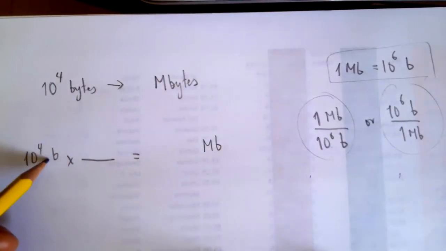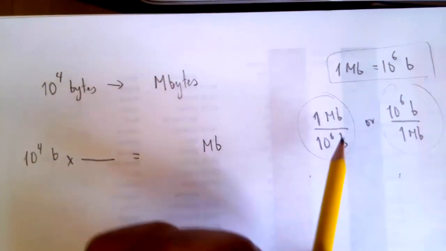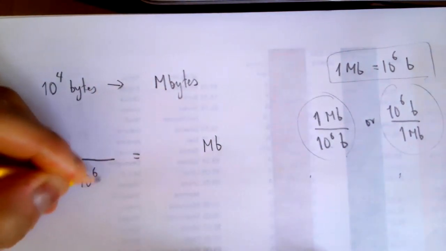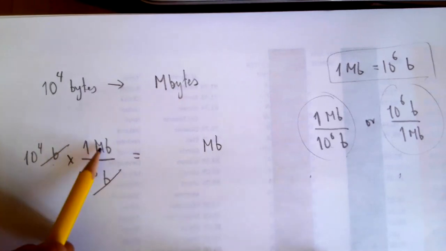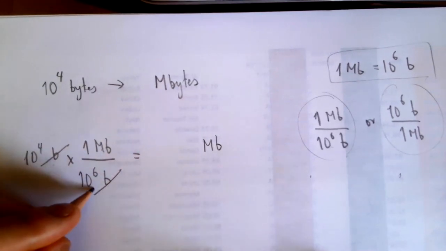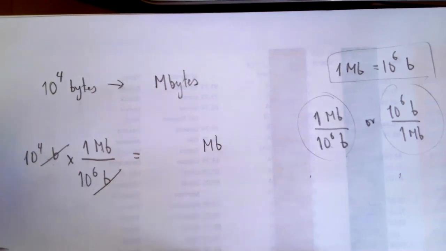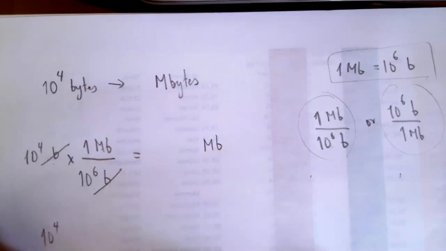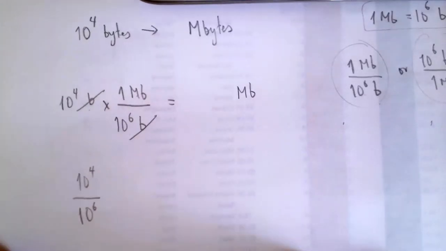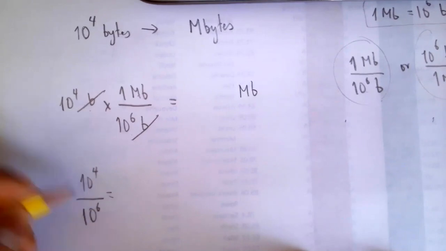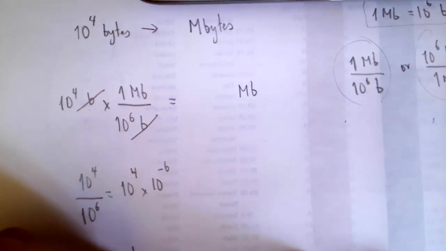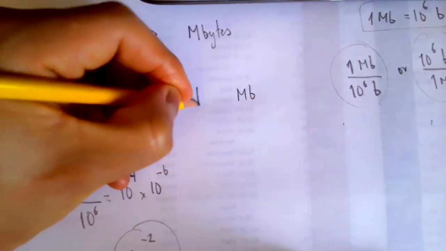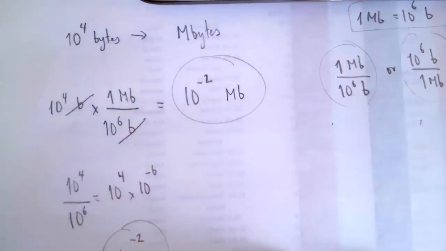So which of the two conversion factors should I use? Well, I want bytes to cancel out. So if bytes is at the top, I have to use the conversion factor that has the bytes at the bottom. So 10 to the 6 bytes, and on the top is 1 megabyte. Bytes with bytes cancel out, so megabytes is the remaining. 10 to the 4th divided by 10 to the 6th. Here we apply some math: the power that is dividing goes to the top, subtracting, so times 10 to the minus 6. So 4 minus 6 will be 10 to the minus 2. So 10 to the minus 2 megabytes. That should be my answer.